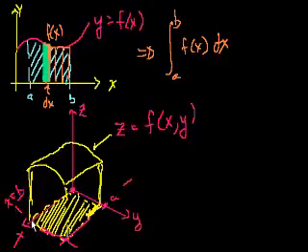This is the xy plane. If we have a constant x, it would be a line like that, a constant y, a line like that, and then we have the area in between it. So how do we figure out the volume under this?